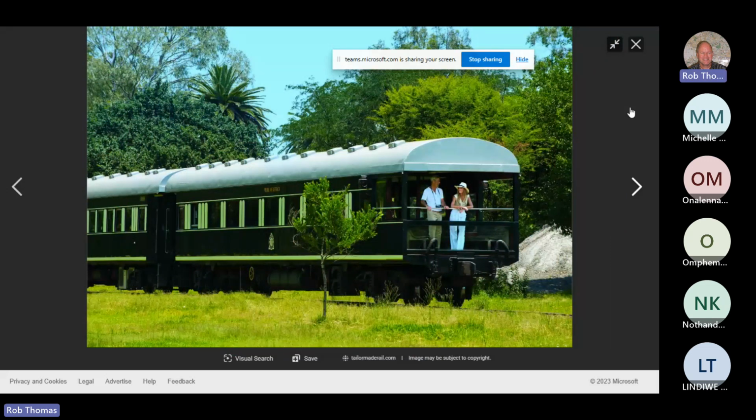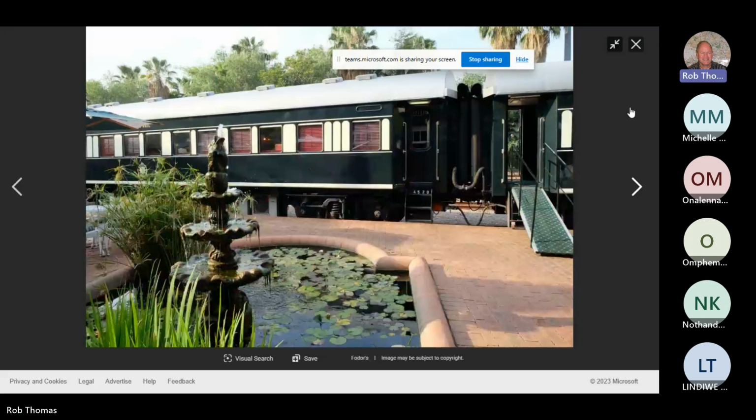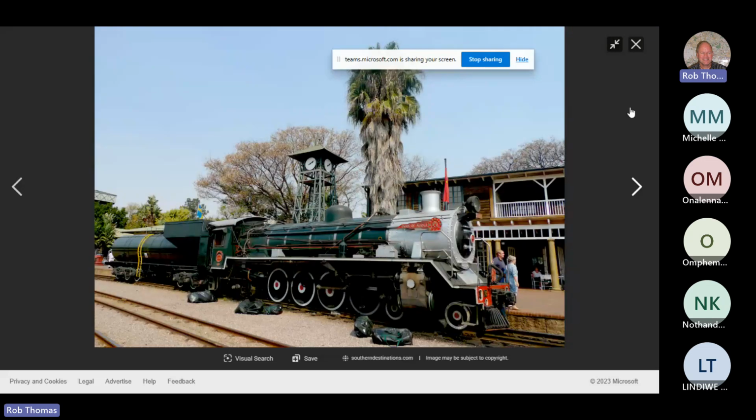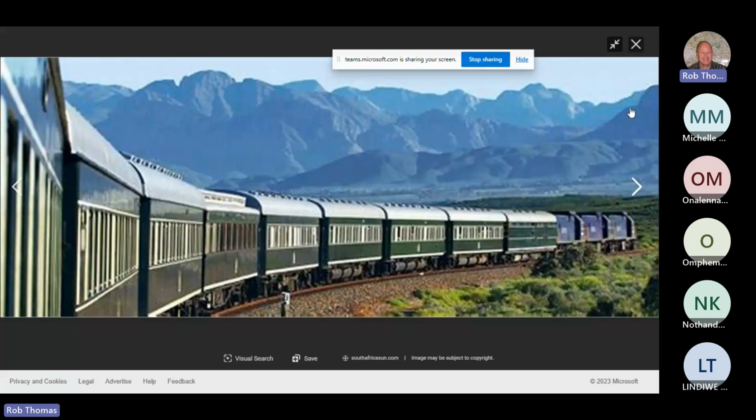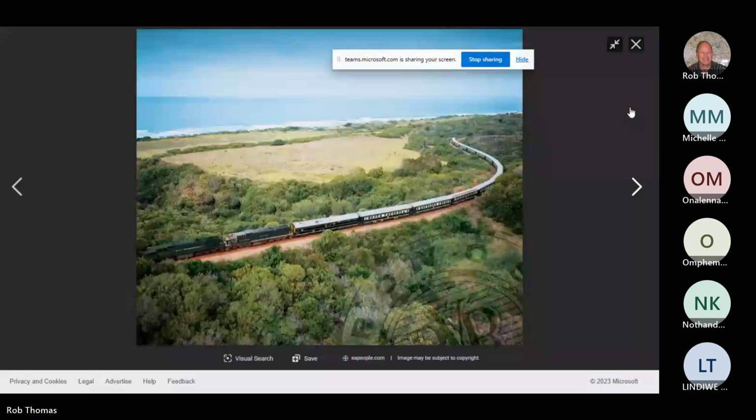You might say, oh, Rob, how boring is that? Beautiful. Look at it. I'd love to go on it, but for 100,000 Rand, I'd rather buy property than spend it on a train trip. But it is beautiful. If I was a billionaire, I would definitely try it out once. Look how pretty it is. Really pretty. Gorgeous.